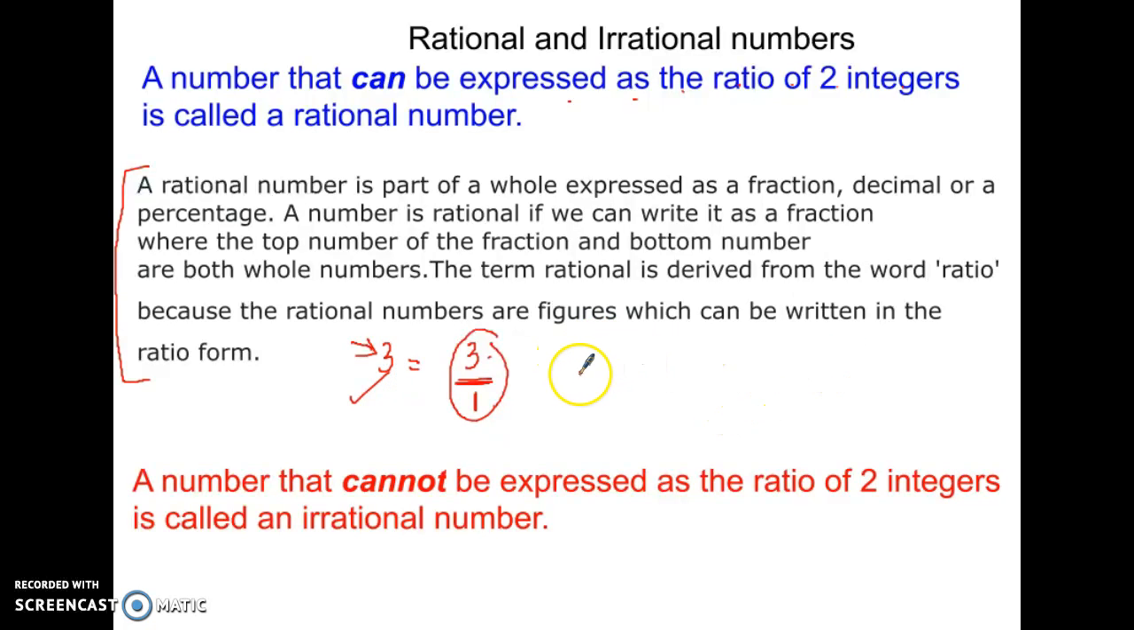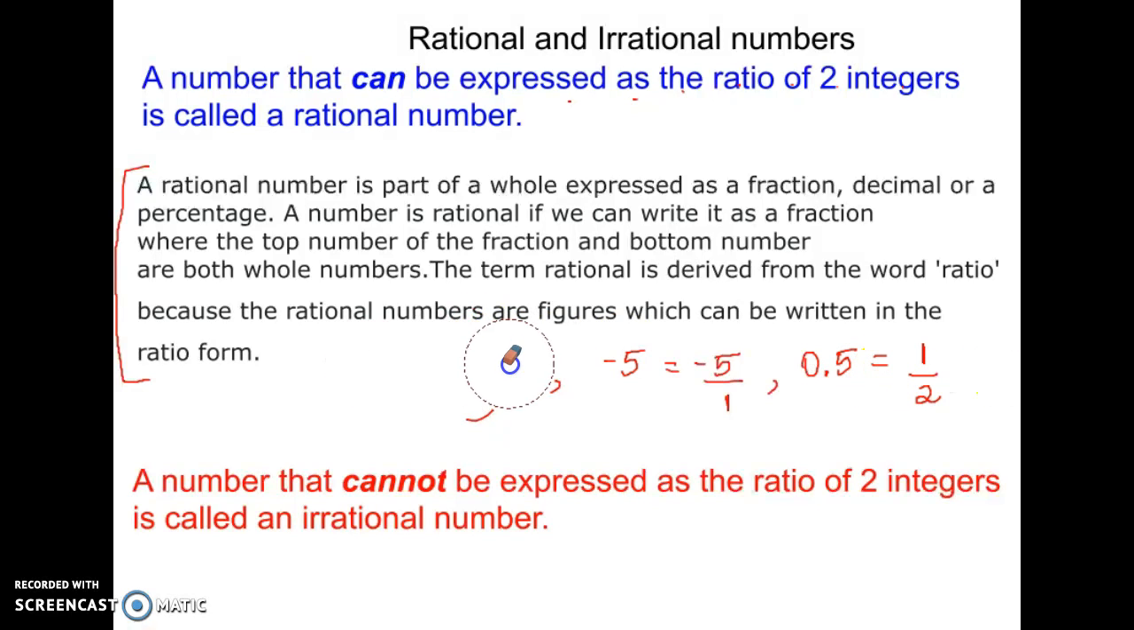So what about the number -5? Is that rational? Yes, it is, because I can express -5 as -5/1. What about 0.5? Is that a rational number? Can I express 0.5 as the ratio of two numbers? Yes, I can. I can write 0.5 as 1 divided by 2. So 0.5 is also a rational number.